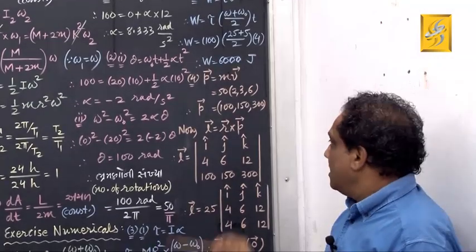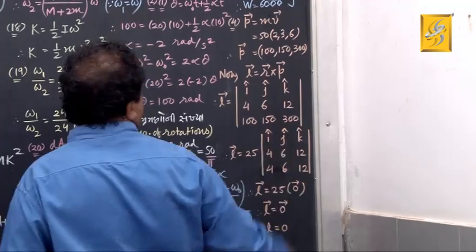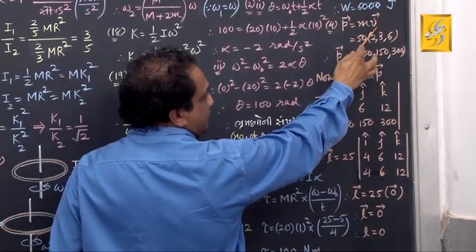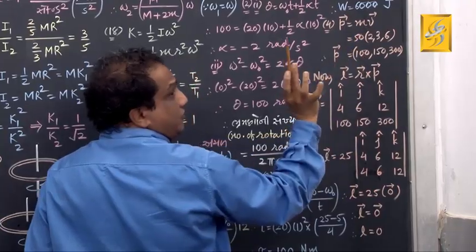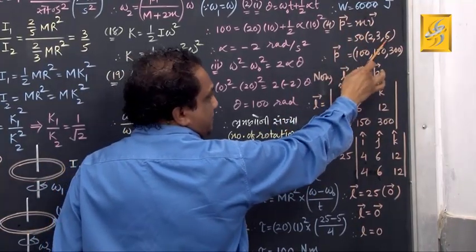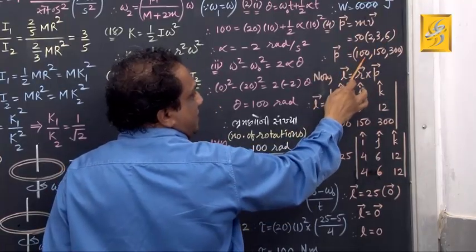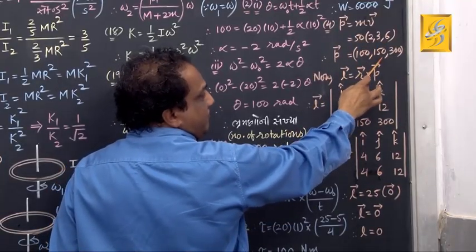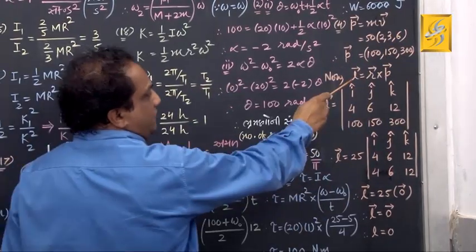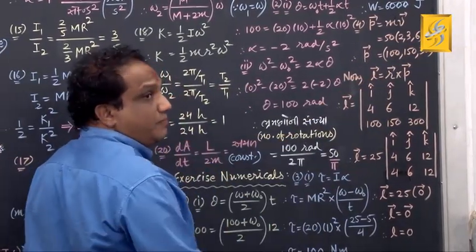Let us first find out the linear momentum of a single particle. By definition it is mass into linear velocity. Mass they have given is 50 units. Linear velocity they have given as 2, 3, 6. Fine. 50 times 2 is 100, 50 times 3 is 150, 50 times 6 is 300. And now they have asked for the angular momentum of a single particle.